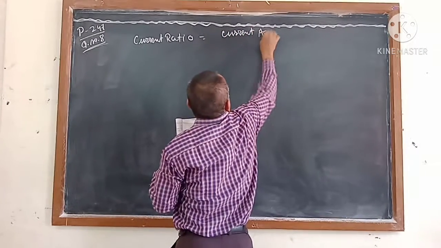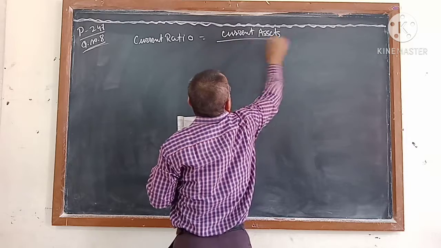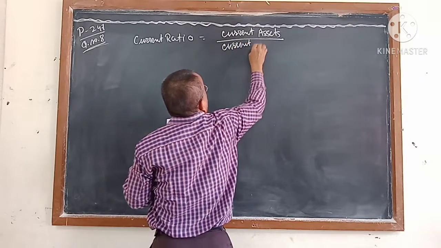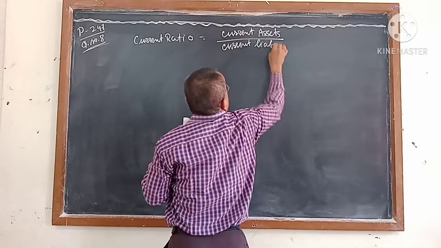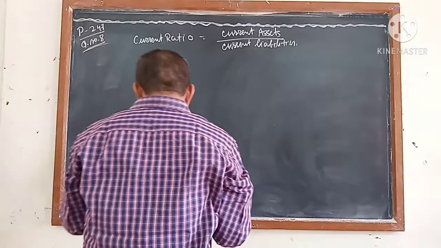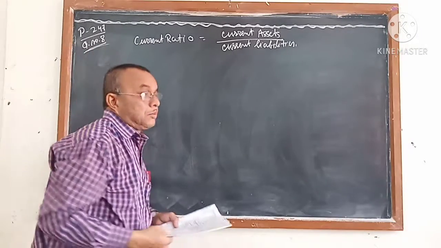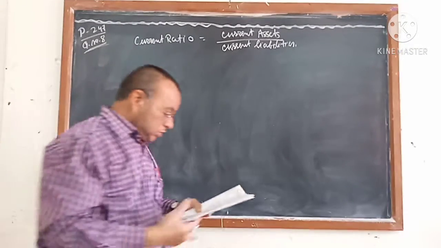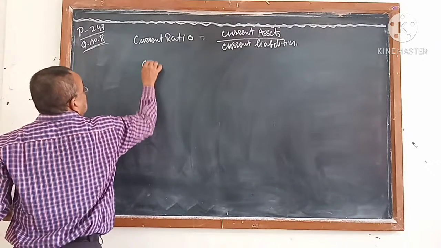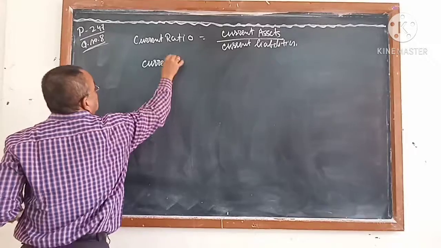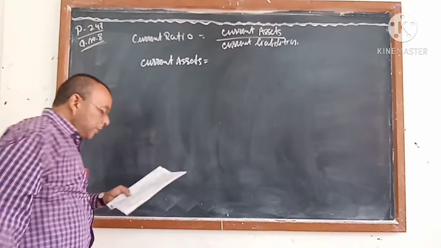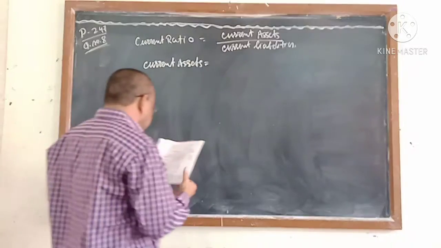Current assets by current liabilities is your formula, not multiplied by 100. This is your formula. First, we have to find out the current assets. Whatever is given in the current assets, you have to add it first.